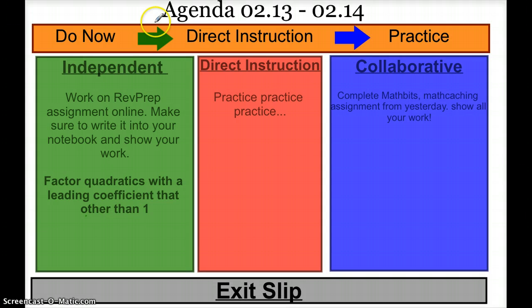This is your lesson for the rest of the day. Finish your math bits, the assignments we did yesterday, rev prep, factor a quadratic with a leading coefficient other than 1.